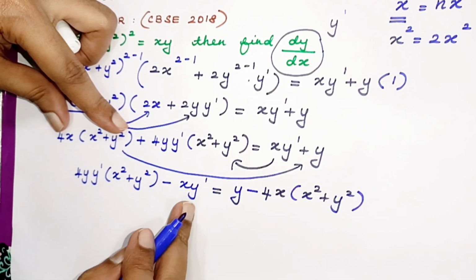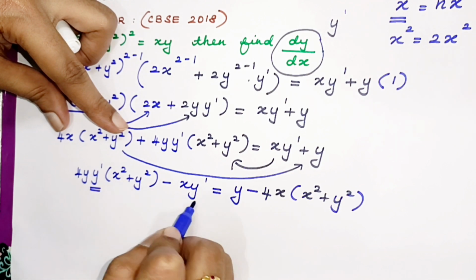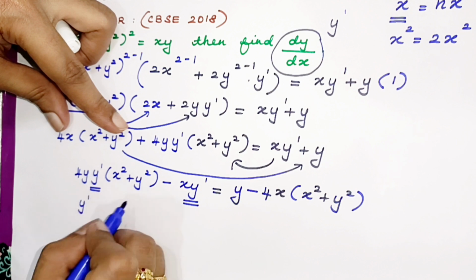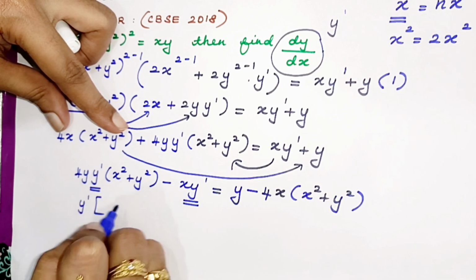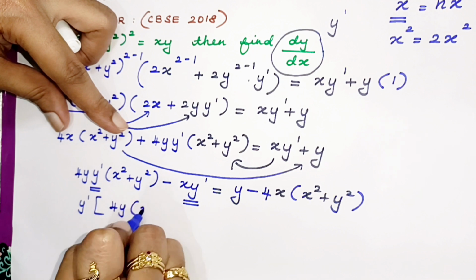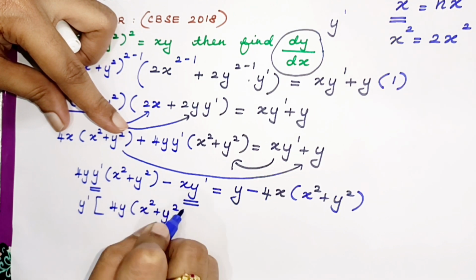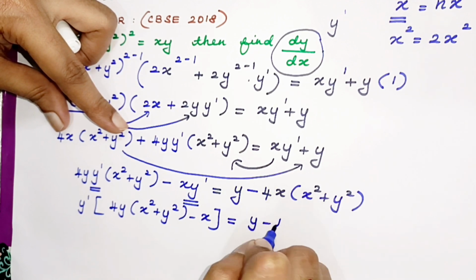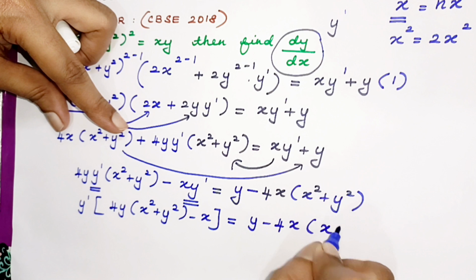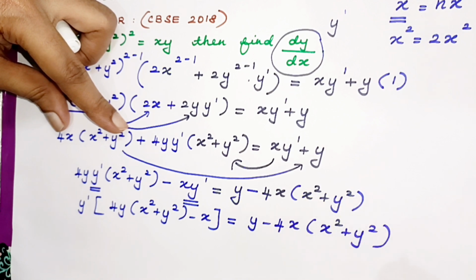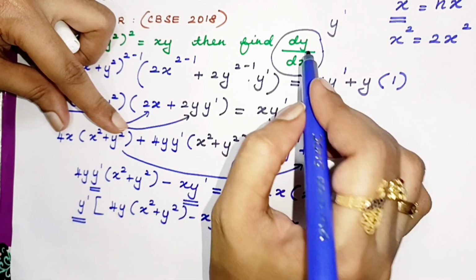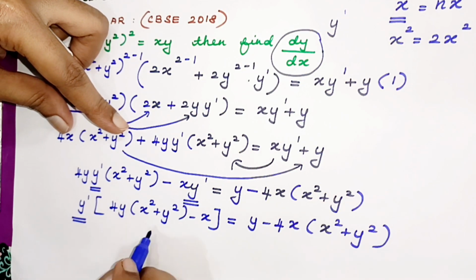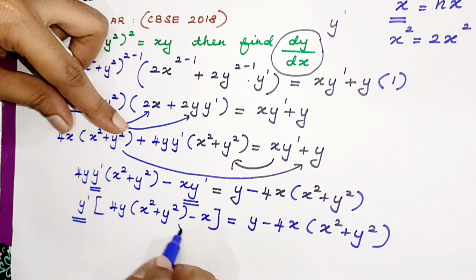So, in these two terms, y dash is common, here also y dash is there. So, we have to take y dash outside of both the terms. So, we will get y dash times 4y into x square plus y square minus x, that is equal to y minus 4x into x square plus y square. Now we need y dash alone because they have asked in the question to find only dy by dx, that is y dash alone. So we have to take this complete term to the right hand side.